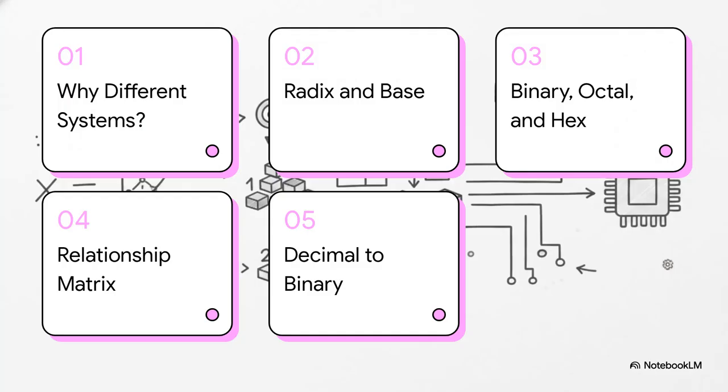Okay, so here's our secret decoder ring manual for today. We'll start by looking at why we need different systems. Then we'll define radix and base. After that, we'll explore binary, octal, and hexadecimal, check out the relationship matrix, and finally, learn how to convert decimal to binary. We're basically going to build a bridge between our human reality and the digital universe.